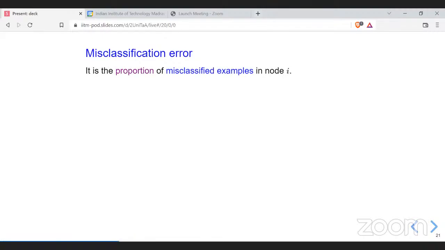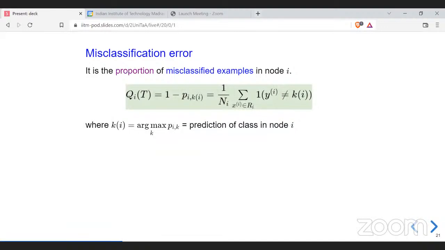So one measure is misclassification error. It is just the number of data points which are misclassified. So how do you make predictions? In the case of classification, we just take the majority class in that node and make the prediction according to that, right? So misclassification error will be the proportion of the points which are misclassified.